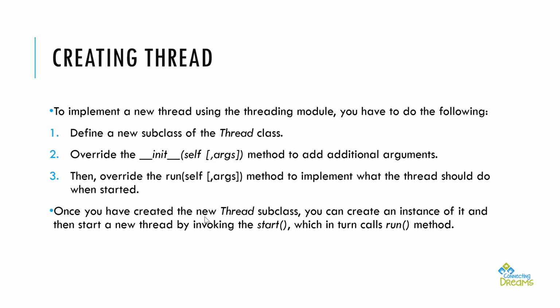To implement a new thread using the threading module, you have to do the following steps. First, define a new subclass of the Thread class. Second, override the __init__(self, args) method to add additional arguments. Then override the run(self, args) method to implement what the thread should do when started. Once you have created the new thread subclass, you can create an instance of it and then start a new thread by invoking start, which in turn will call the run method.